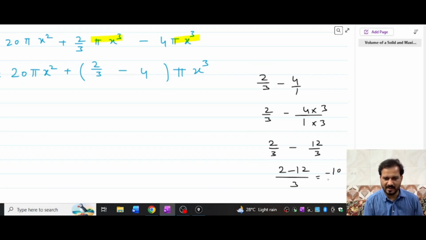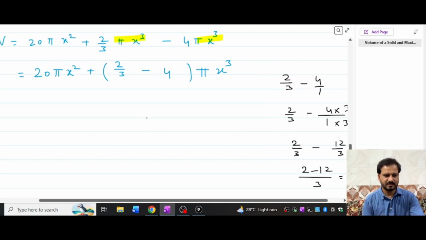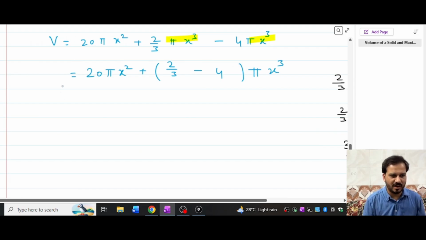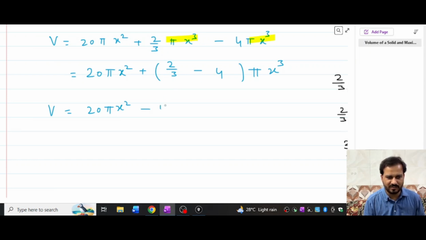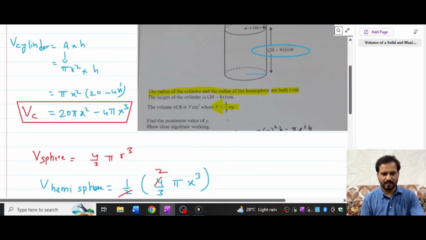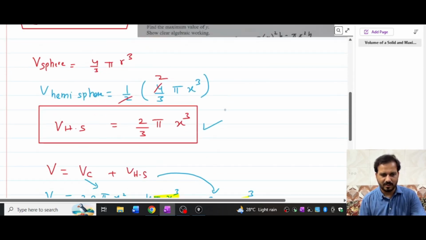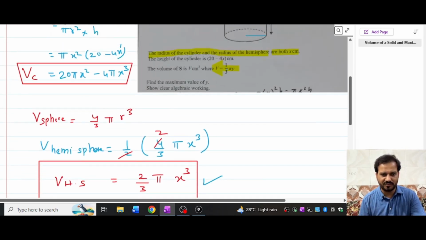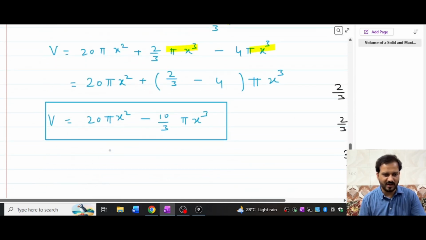Therefore it will be equal to negative 10 over 3. However, the final volume of a solid will be 20 pi x square, and this is equal to negative 10 over 3 pi x cubed. Okay, this is the volume of a solid, but in the problem volume is given. Here you can see that V is equal to 1 over 3 times pi times y. Therefore we will substitute the value of V, 1 over 3 pi y, in the final result.